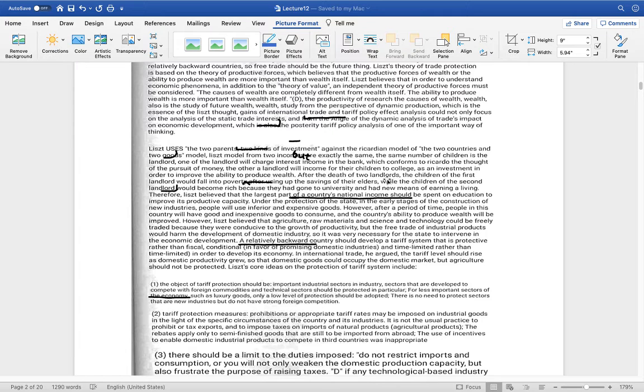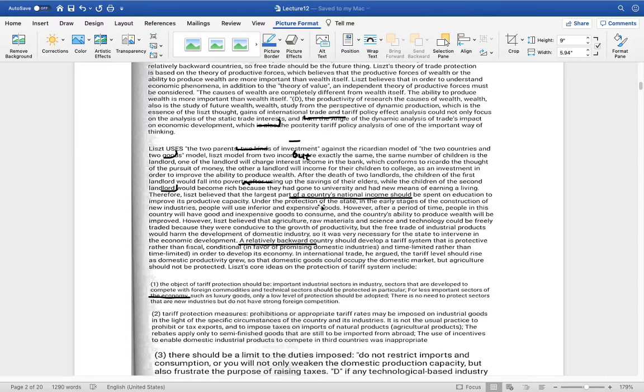After the death of the two landlords, the children of the first landlord would fall into poverty after using up the savings of their elders, while the children of the second landlord become rich because they have gone to university and have a new means of earning a living. Therefore, List believes that the largest part of the country's national income should be spent on education to improve its productive capacity.